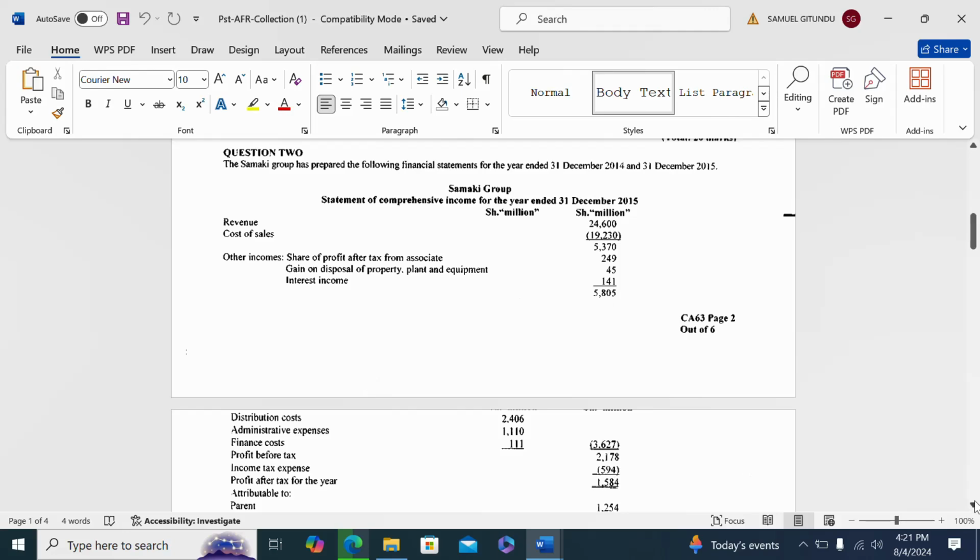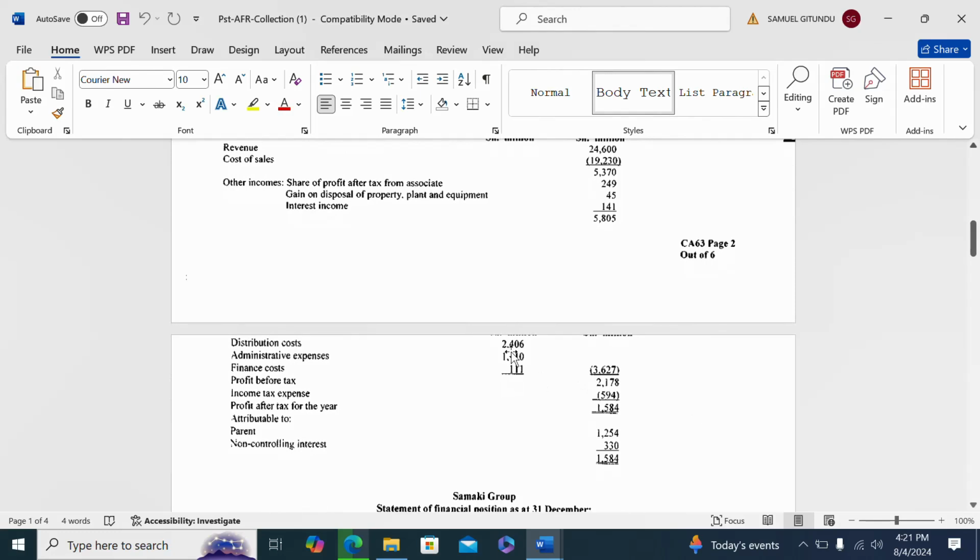Then we have distribution cost 2,406 million, administrative expense 110 million, finance cost 11 million, profit before tax 178 million, income tax expense 594 million, profit after tax for the year 1584 million, then attributable to parent is 1254, and attributable to NCI, that is non-controlling interest, is 330 million.